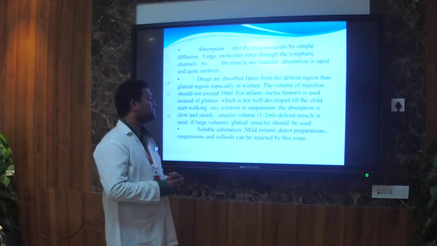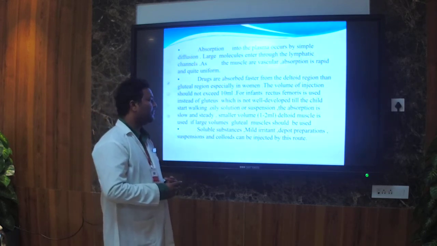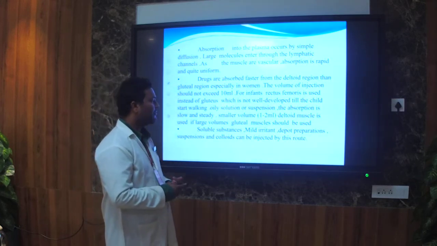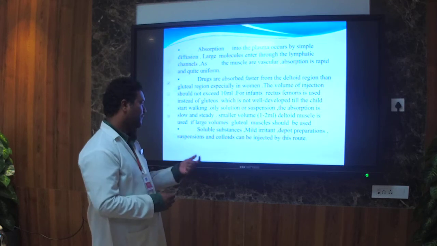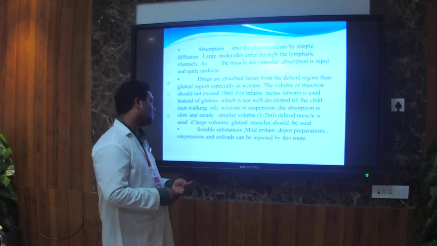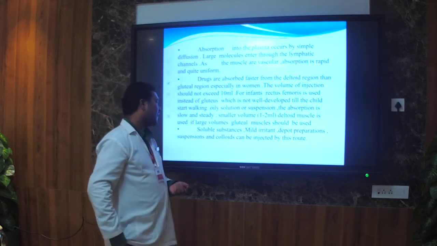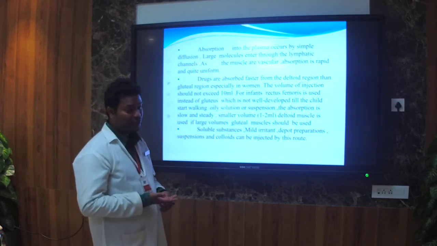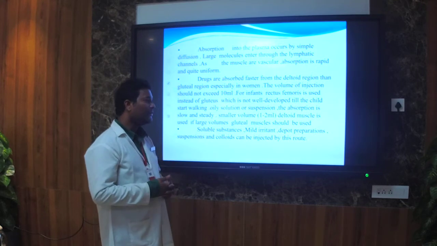Soluble substances, mild irritants, depot preparations, suspensions and colloids can be injected by this route. Yes. We use mild irritants, then we also have colloidal substances, and then we have soluble substances which get dissolved in the tissue fluids.